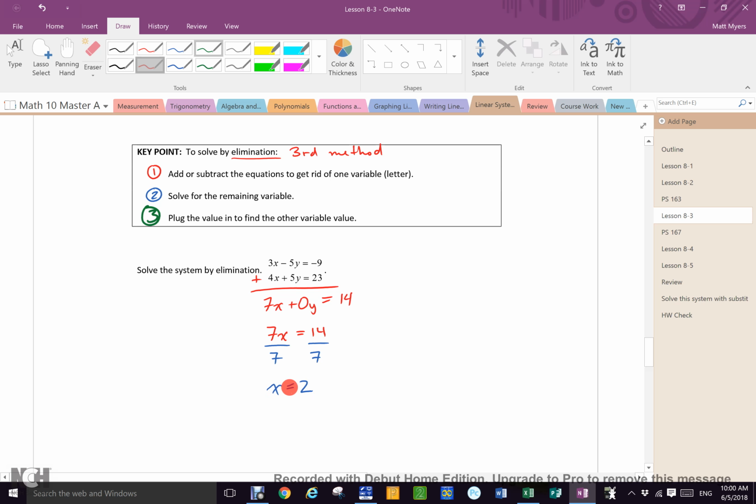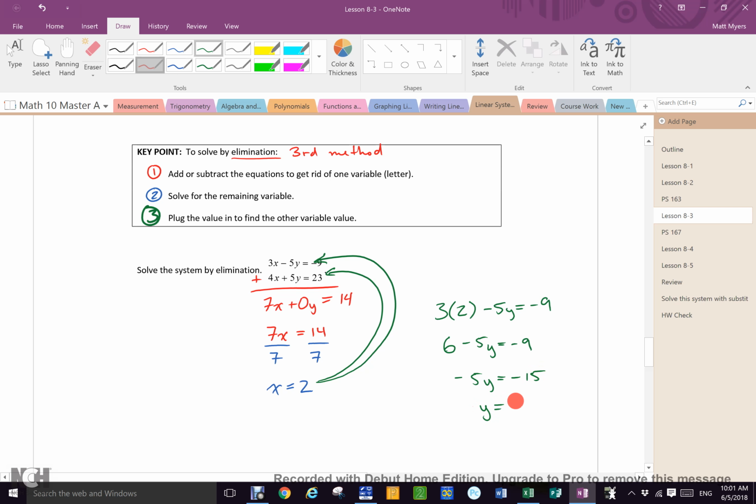Step 3 is exactly like substitution. Take that, because x equals 2, and put it back into anywhere you see an x. Can I put it there? Yes. Can I put it there? Yes. It does not matter. I am going to use the first one. 3 times 2 minus 5y equals -9. 6 minus 5y equals -9. -5y equals -15. Y equals 3.